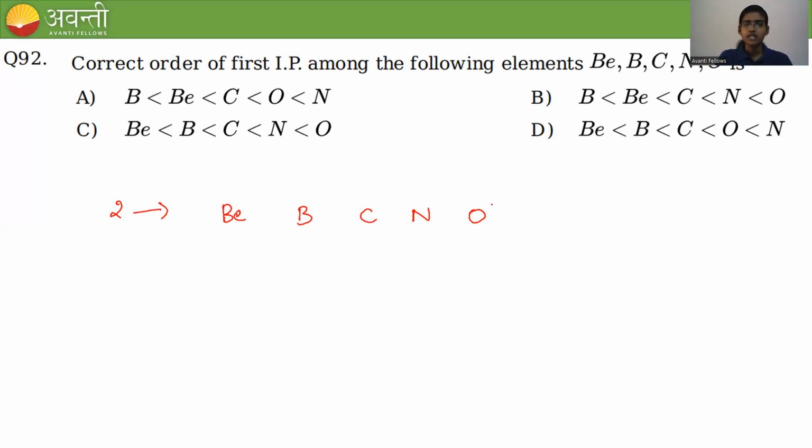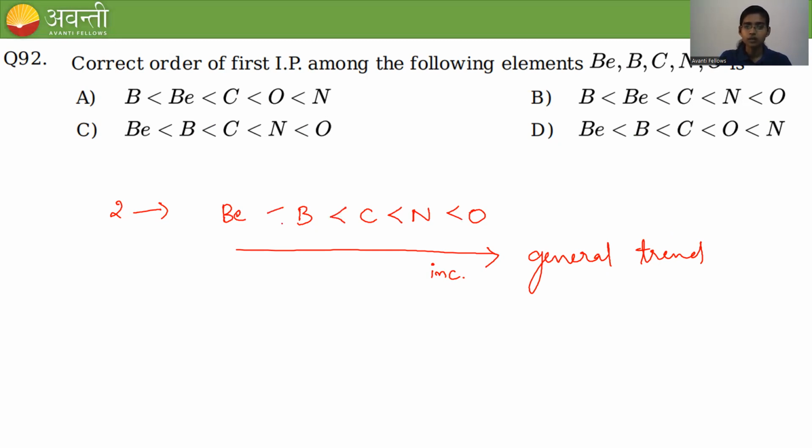So you might have studied in your class that across the period, ionization energy increases. This is the general trend. According to the general trend, oxygen should have the highest ionization energy value. Then comes nitrogen, carbon, boron, and beryllium. This is the general trend. But for second period elements, there is an exception, right? We have this exception for beryllium and boron, and for nitrogen and oxygen.